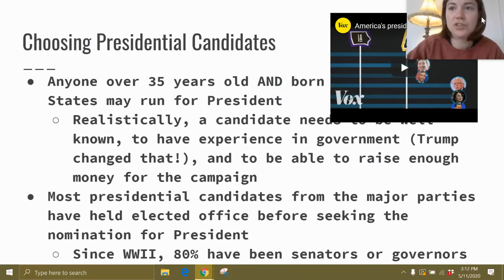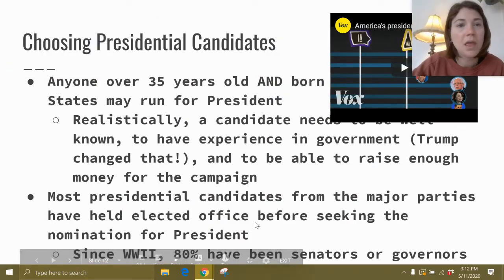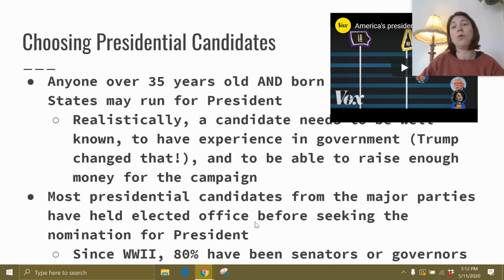So let's look at choosing a presidential candidate. Anyone over 35 years old and born in the United States may run for president. Realistically, though, you need a lot more than that. You got to check a lot more boxes. Typically, the candidate needs to be well known. So one of the hardest things that candidates face is just getting that name recognition.